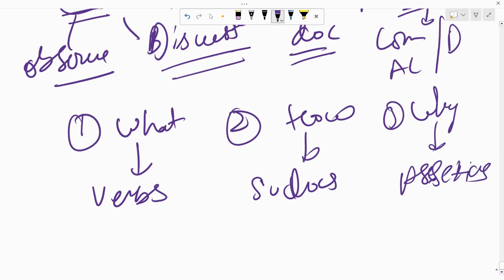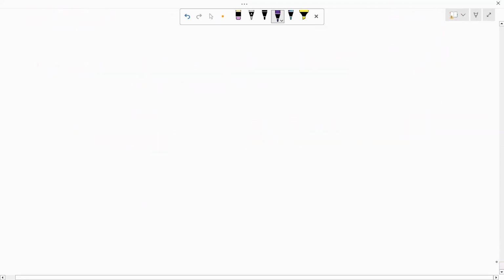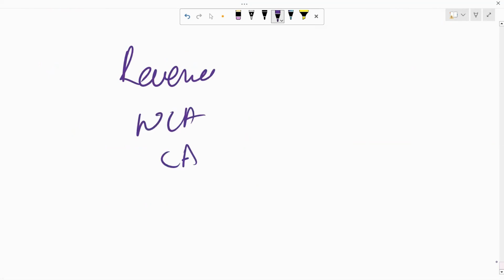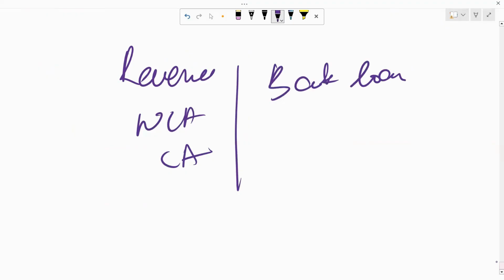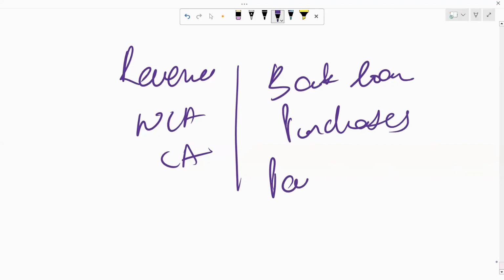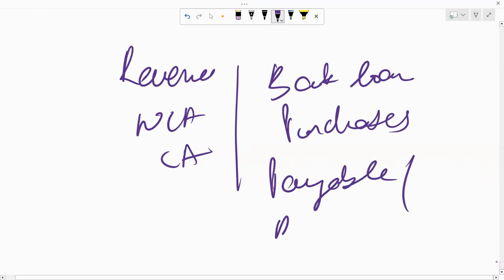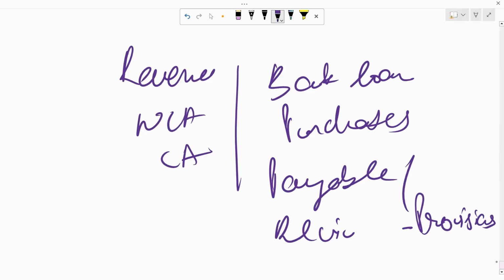Now, let's discuss some of the commonly asked substantive procedures. I know the list is extensive, but commonly asked can be your revenue, your non-current assets, your current assets, your bank loan, your purchases, your payables, your receivables, your provisions. All of these are very generic ones. These are all very common ones which usually appear in your answer.